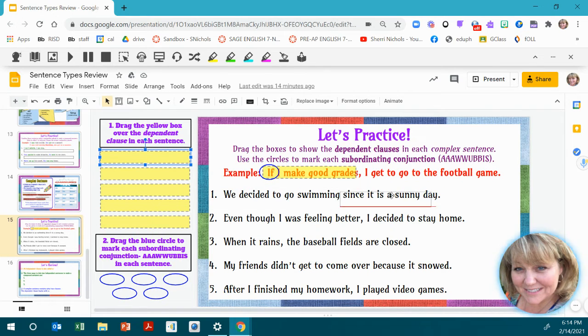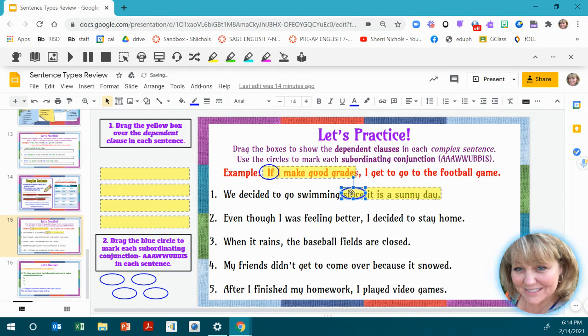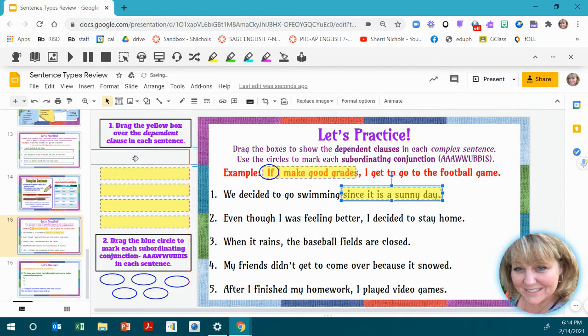We decided to go swimming since it was a sunny day. So you can go ahead and just stretch that out. And then get your circle and say, since it was a sunny day. That is how you're going to work these. So drag the blue circle over your WEBIS, or your subordinating conjunction.